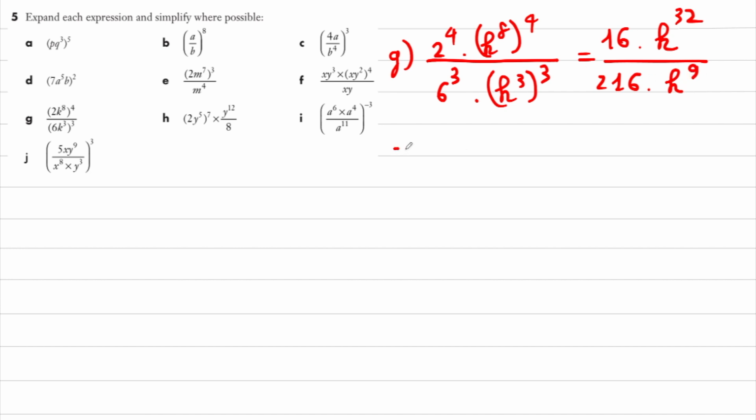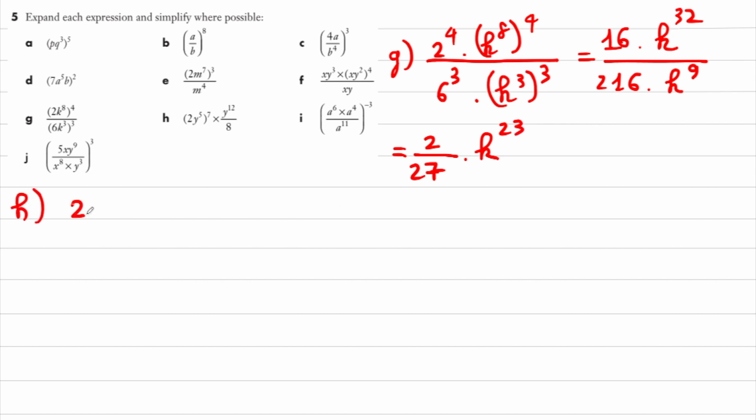Okay, 6 to power 3 is 216 like this, and here is k to power of 9. Simplify this one, 16 and 216, you can simplify it to 2 divided by 27. And about k, 32 minus 9, 23 here.